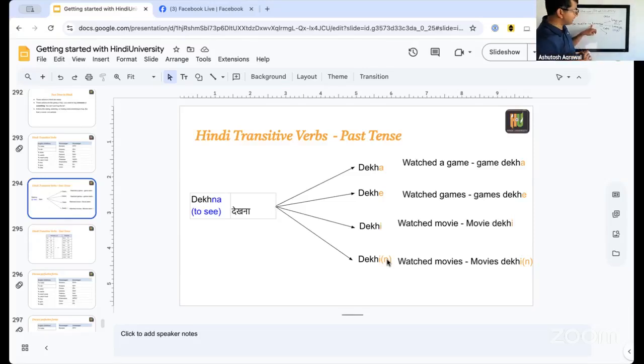For a feminine singular object, banayi. Banayi, very good. And feminine plural would be banayin. Yin, very good. Banayin, feminine plural. Okay, good job there.